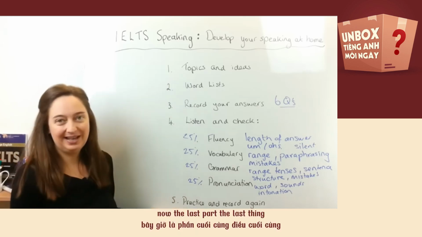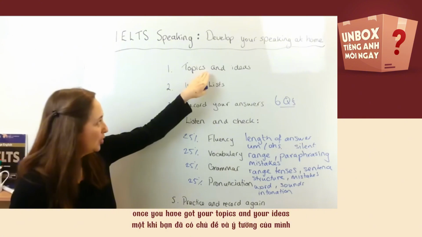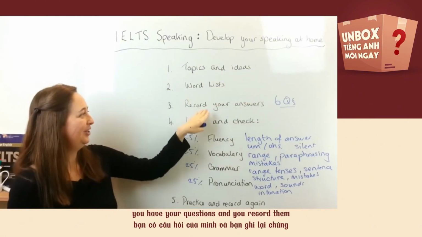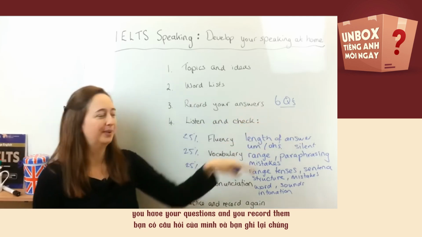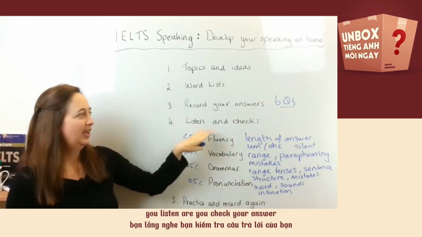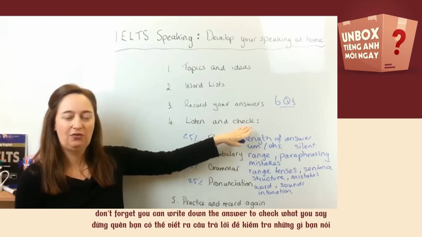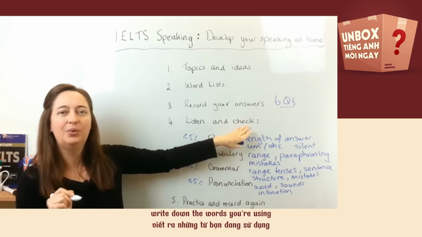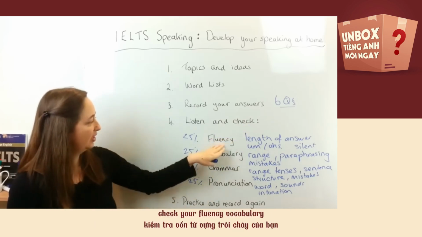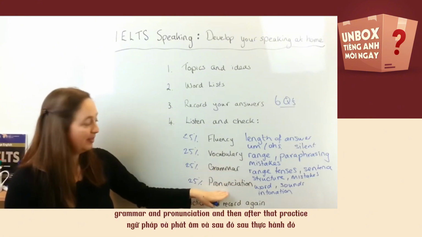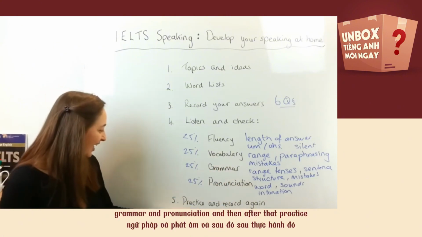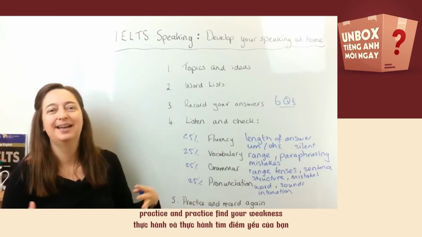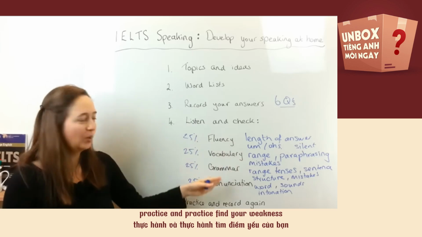Now, the last thing, once you have got your topics and your ideas, you've got your vocabulary for the topic, you have your questions and you record them, you listen, you check your answer. Don't forget you can write down the answer to check what you say. Write down the words you're using. Check your fluency, vocabulary, grammar and pronunciation. And then, after that, practice. Practice and practice. Find your weakness.